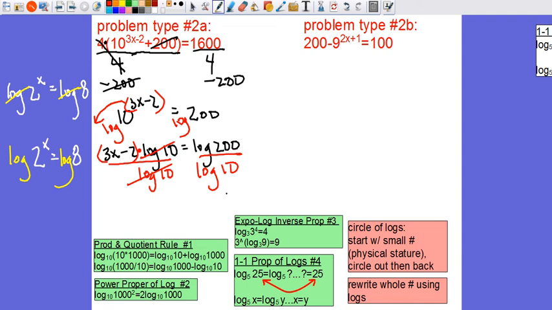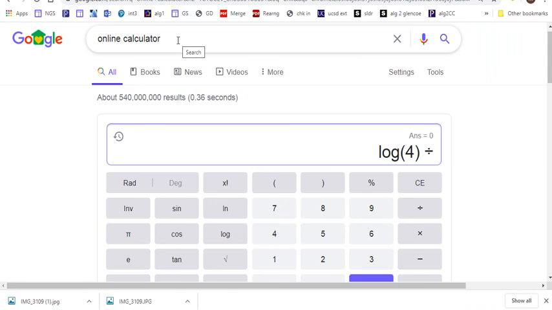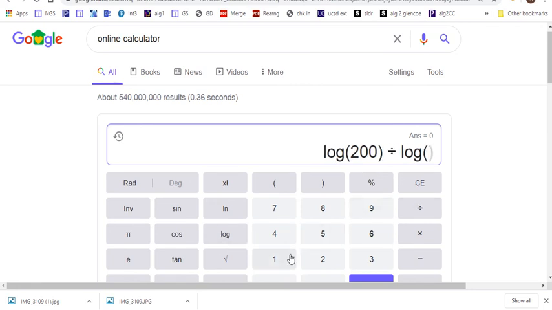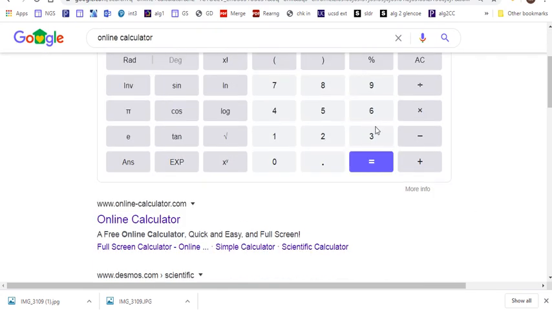Okay, and that's where the calculator comes in. I'm going to go on Google and type in online calculator, and you get this. And what was it? Log of 200 divided by log of 10. Okay, and let's see what we get here. Press the equal sign.